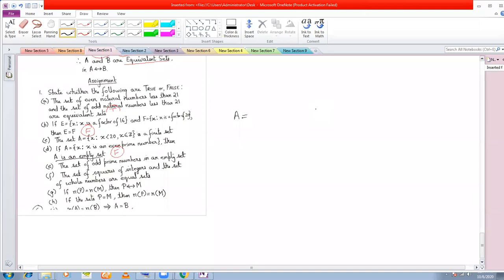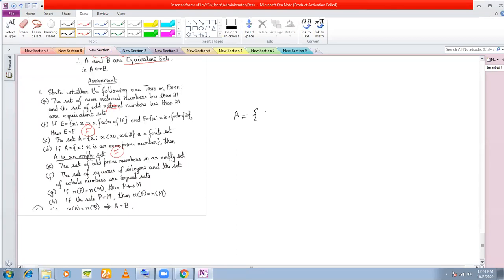Sir, 3, 5, 7, 11, 13, and so on, right? So is it an empty set? The set of odd prime numbers, is it an empty set? No, sir. It is not an empty set. This is false, definitely. But can you tell me what kind of a set this is?